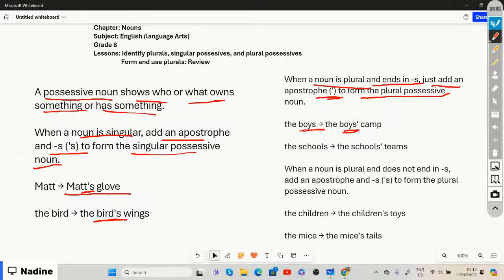If we talk about the schools, the teams of the schools, then we say the schools' teams, and we added an apostrophe, only an apostrophe, at the end of that word schools. It refers to the teams of the different schools.